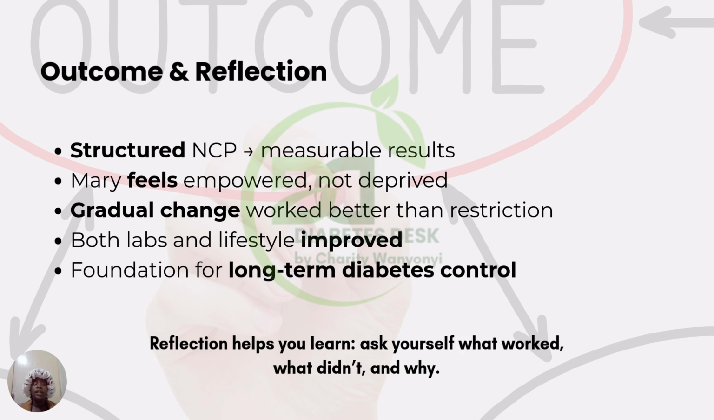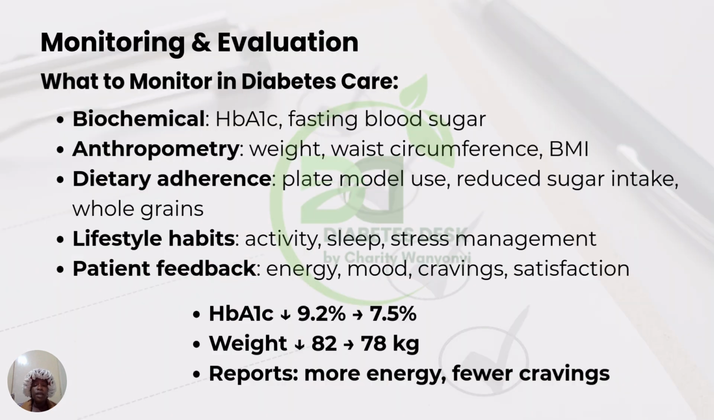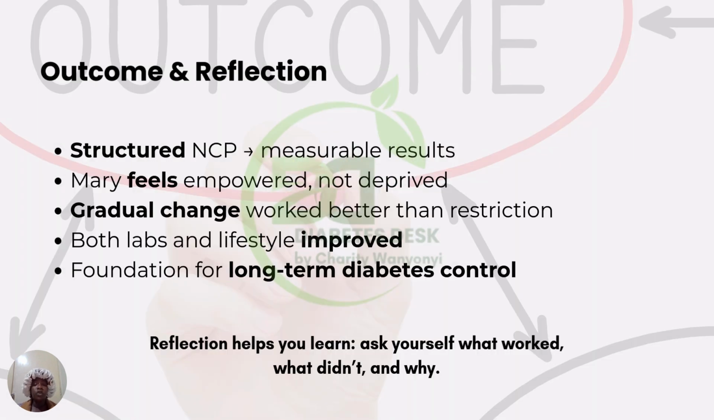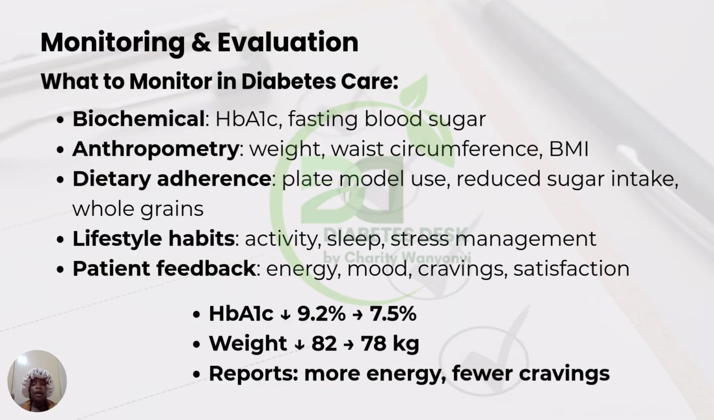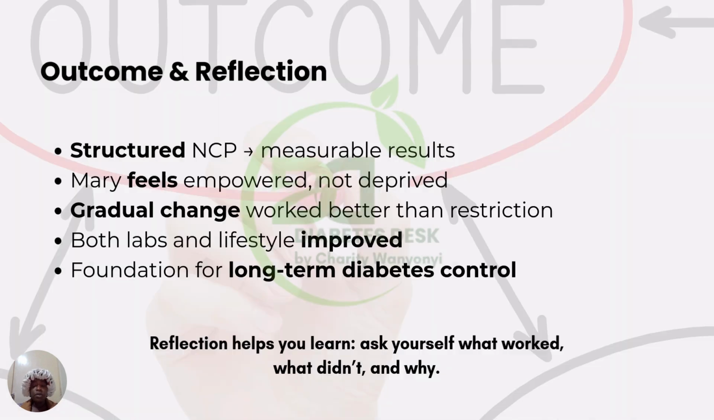Yes, both labs and lifestyle have improved. If you can see from this slide, the foundation for long-term diabetes control is nutrition based and lifestyle based. So the reflection is just to help you learn. Ask yourself what works and what didn't work. So if you could go back to this slide and you found the HbA1c still at 9.2 or even more, her weight is from 82 to 88 or 90, you'll ask yourself, what am I doing wrong? Mary still reports, I still feel hungry, I crave sugar and all that, do not have energy. So you might now go back and assess and find out what the problem is.